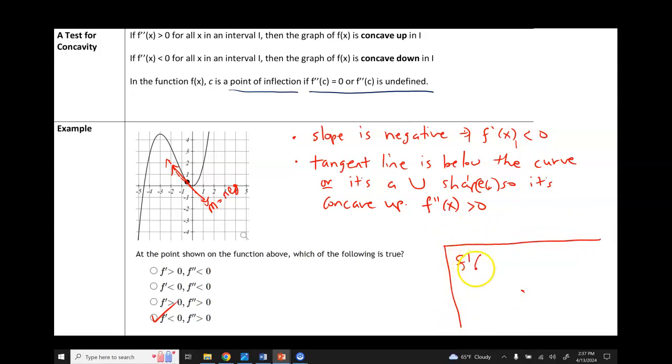So the first derivative at any point C will tell you if the function is increasing or decreasing. And the second derivative at any given point will tell you if the function is concave up or concave down.